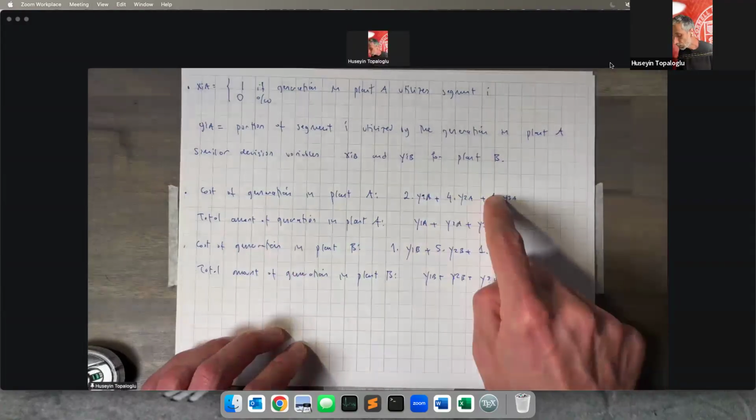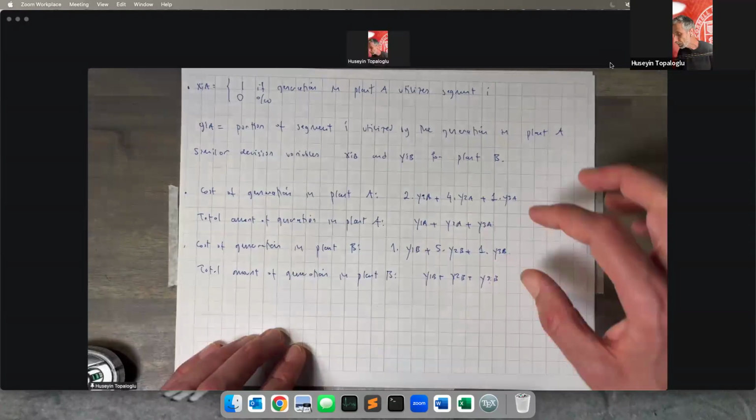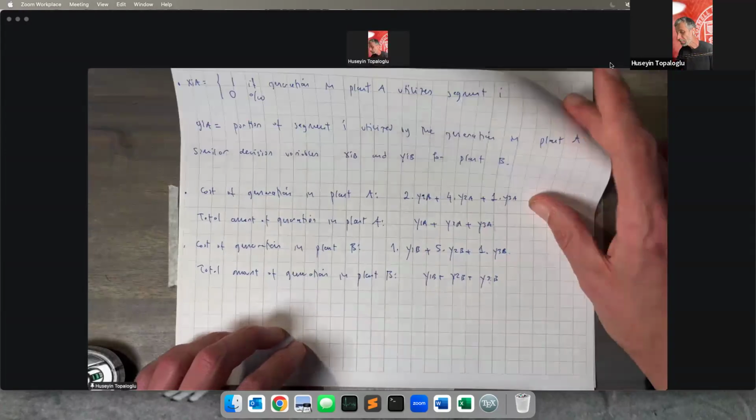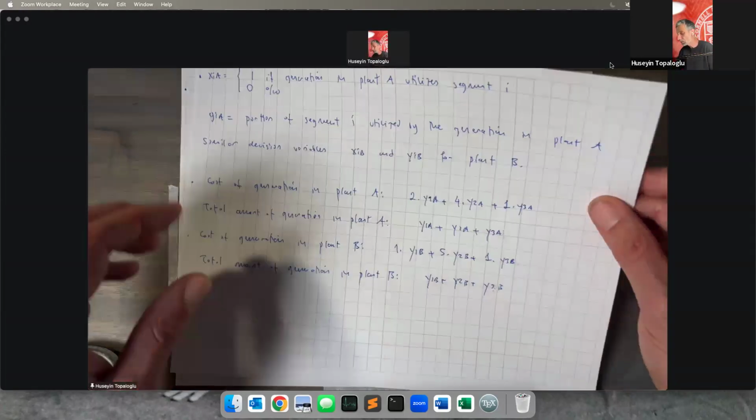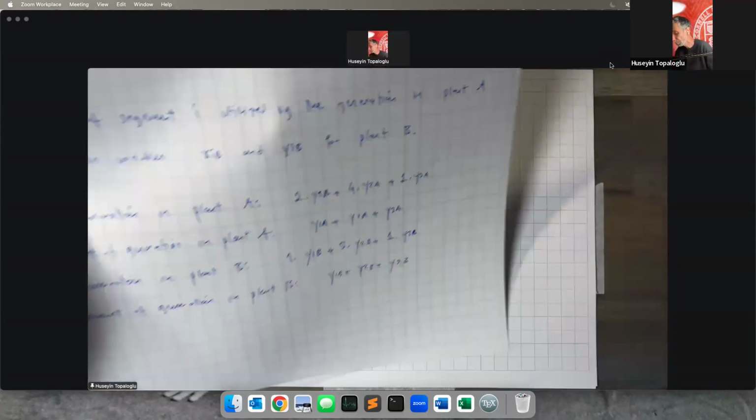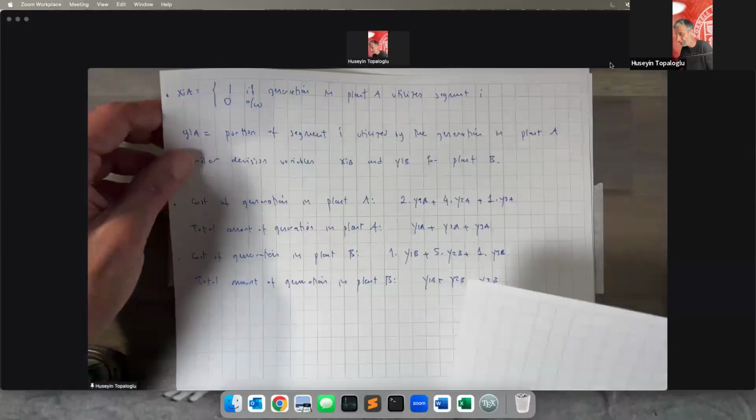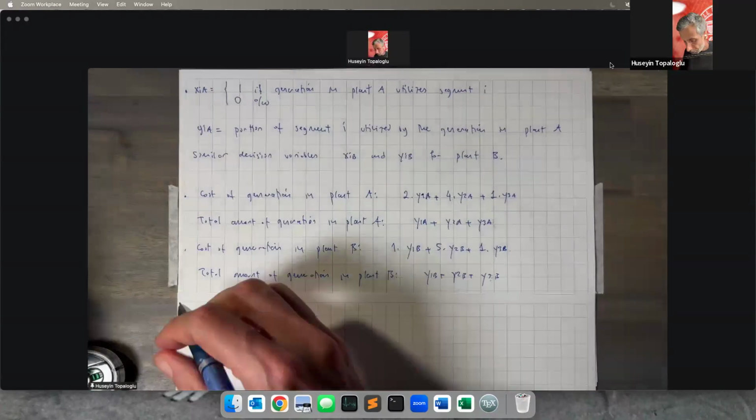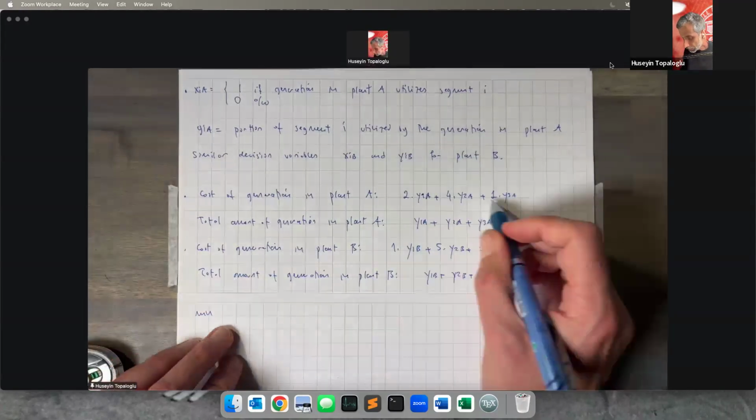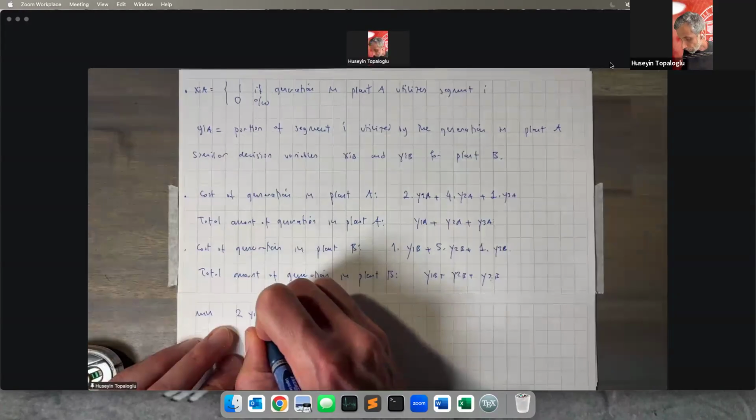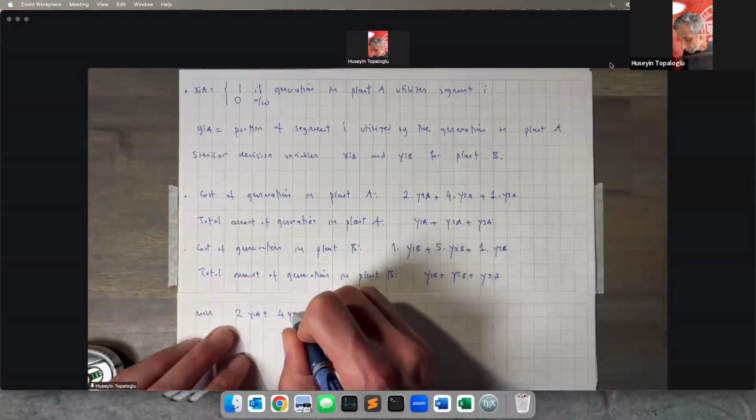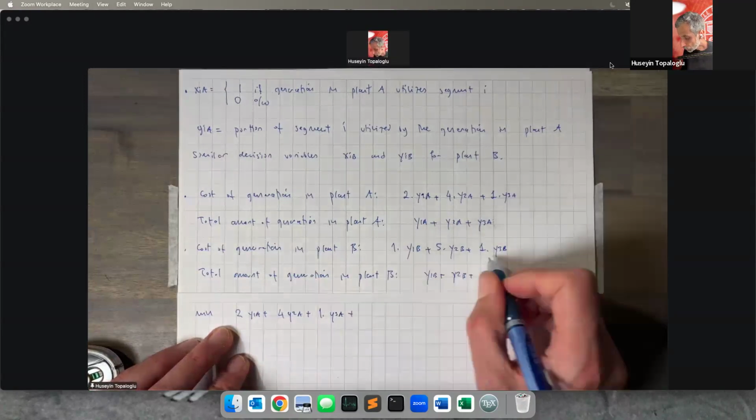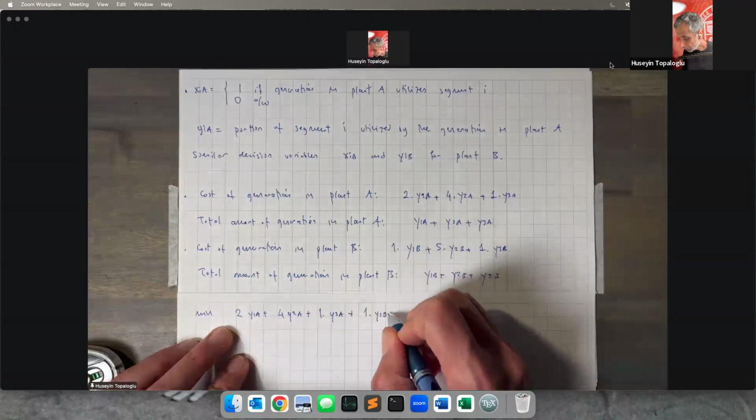So this is the cost of generation plant A. This is the cost of generation plant B. Add those up. That is going to be the total cost of generation. This is what we're trying to minimize in the objective function. Minimize cost of generation in plant A plus the cost of generation in plant B.